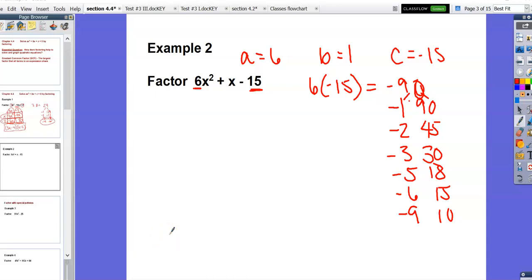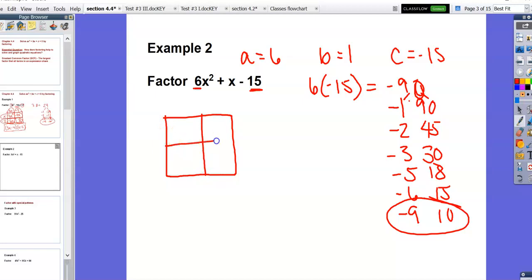But because we're adding the middle term of x, the bigger number will be positive. And we want to look for the pair that will add to make positive 1, which for us is negative 9 and 10. So here we draw the box. 6x squared in the upper left, negative 15 in the lower right. And of the two that remain, you put negative 9x in one of them and 10x in the other.